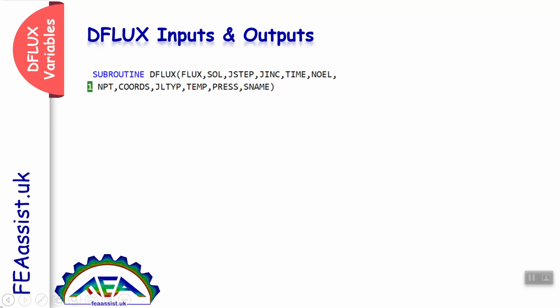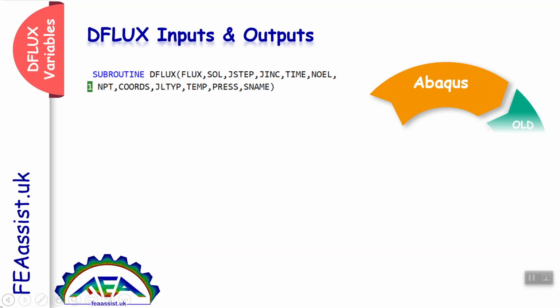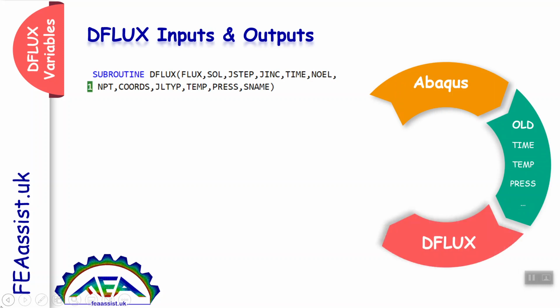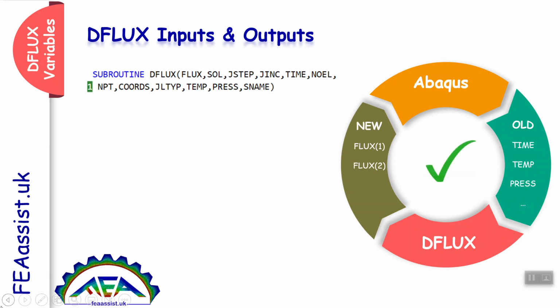DFLUX variables. DFLUX has some inputs. We need to process those inputs and export the processed results as an output into Abaqus. In other words, Abaqus computes time, temperature, pressure, and other variables. We need to get these variables and write our fluxes, flux 1 and flux 2, and return them to Abaqus. Again, Abaqus gets flux 1 and flux 2 and computes the new variables: time, temperature, pressure and other variables. So this is how Abaqus and DFLUX interact with each other. We need to understand this interaction well to write good DFLUX subroutines.